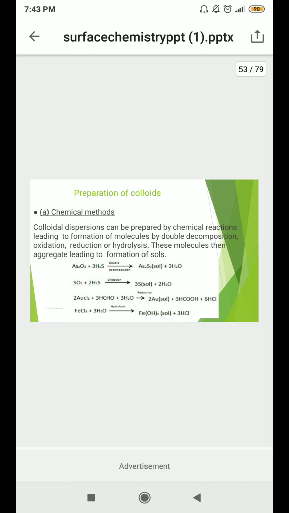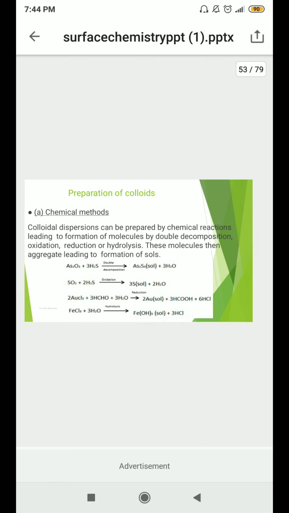So as you can see, arsenic oxide reacts with H2S, and there will be a double decomposition. It results in the formation of arsenic sulfide sol plus water. Similarly, sulfur dioxide reacts with H2S gas, and oxidation will happen, resulting in the formation of 3S sol plus water. Similarly, gold chloride reacts with formaldehyde and water, resulting in the formation of gold sol. And finally, ferric chloride reacts with water and results in the formation of ferric hydroxide sol plus HCl as a byproduct. In case of AuCl3, formic acid would be the byproduct along with HCl.